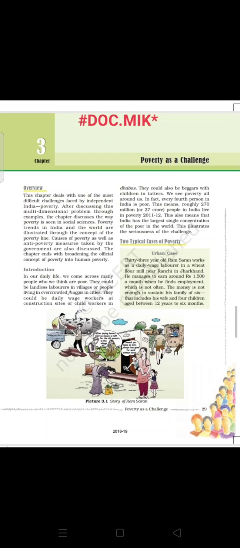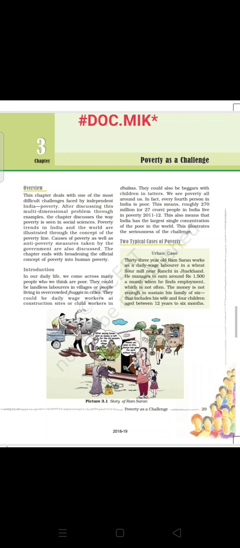After discussing this multi-dimensional problem through examples, the chapter discusses the way poverty is seen in social sciences. Poverty trends in India and the world are illustrated through the concept of the poverty line. Causes of poverty as well as anti poverty measures taken by the government are also discussed. The chapter ends with broadening the official concepts of poverty into human poverty.